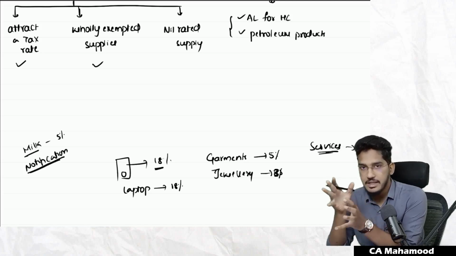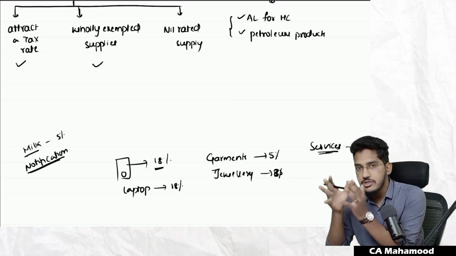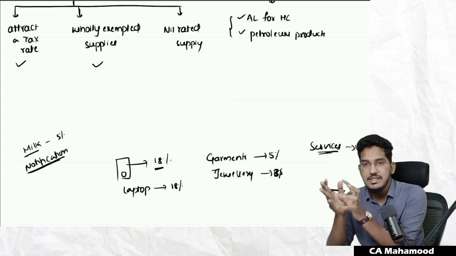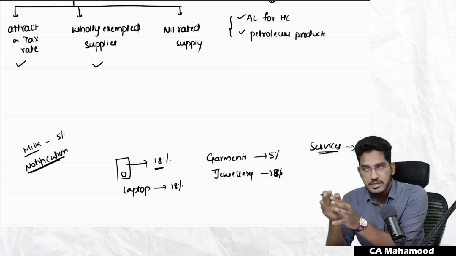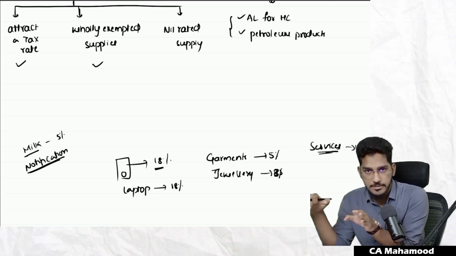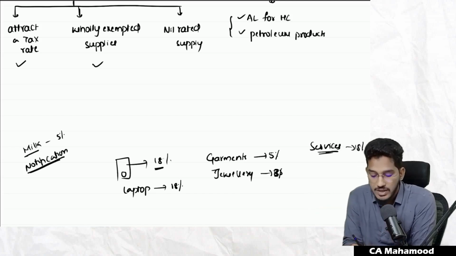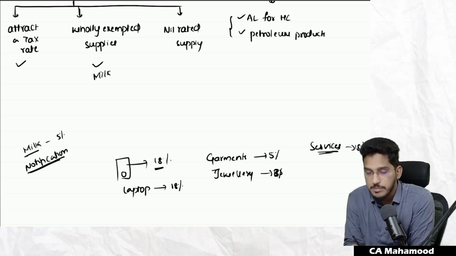On milk, generally tax rate is there. But in the public interest, the government has released a notification and told that on milk, since it is a necessity, we are wholly exempting the supply of milk from GST. Now this will become a wholly exempted supply. Milk is a wholly exempted supply.